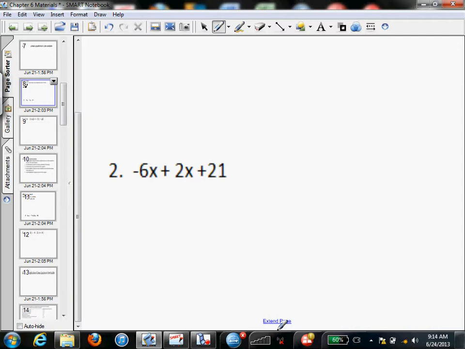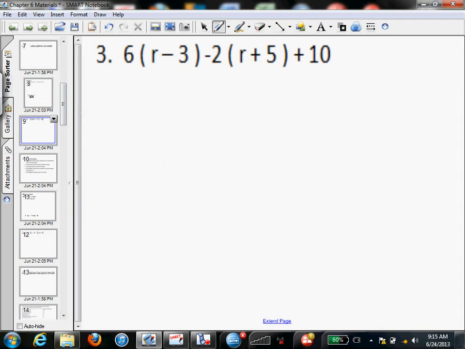If we look a little bit deeper, for number 2 we have negative 6x plus 2x plus 21. We're going to have some x's and then just a plain number value that has no variable attached to it. These two share the common terms. Negative 6x plus 2x, negative 6 plus 2 gives us negative 4, so let's attach the variable. Then we just write plus 21, because 21 cannot be combined with anything else. It does not share similar terms.